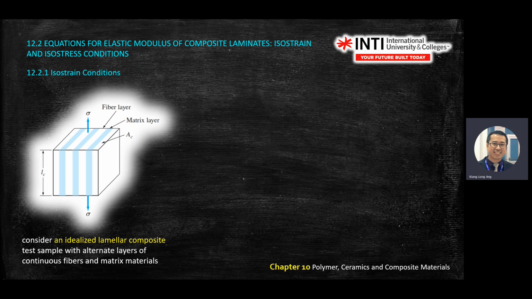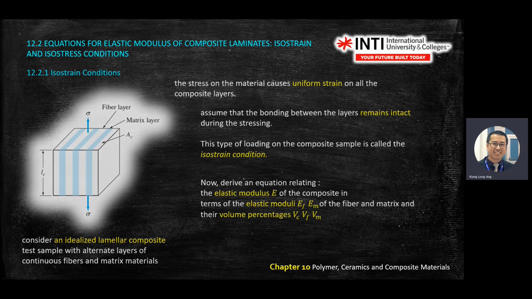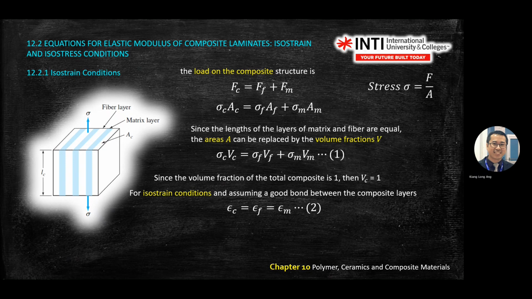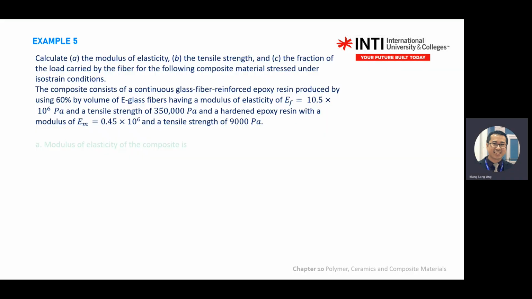So that's why when you pull at both ends in isostrain, the deformation is the same. The deformation is the same for fiber, matrix, everything, if you pull at this one. But if you flip the object in isostress, then it will be different already.